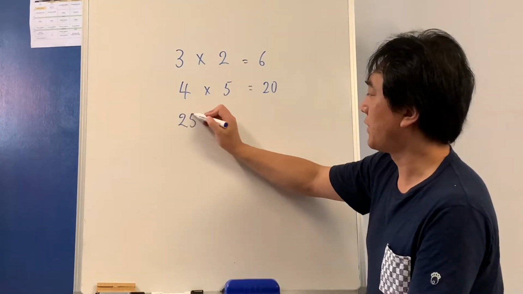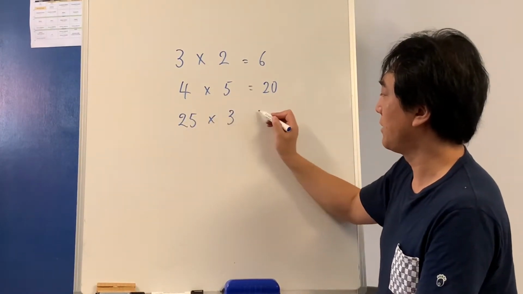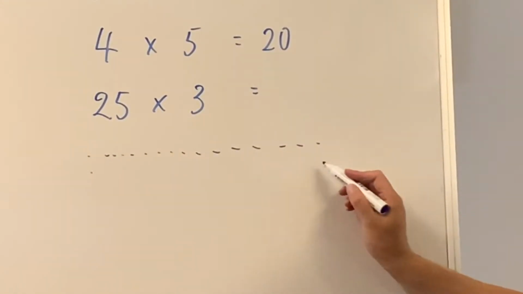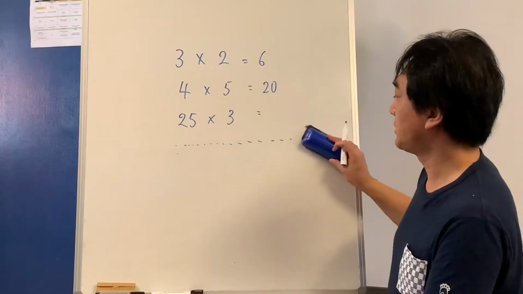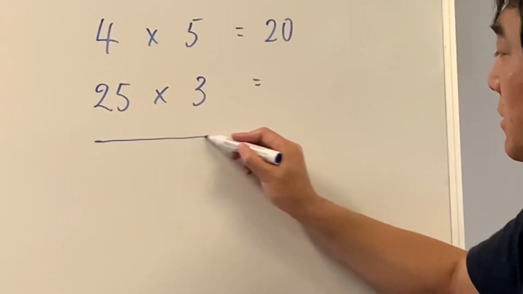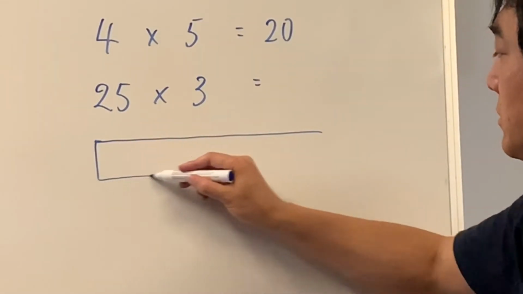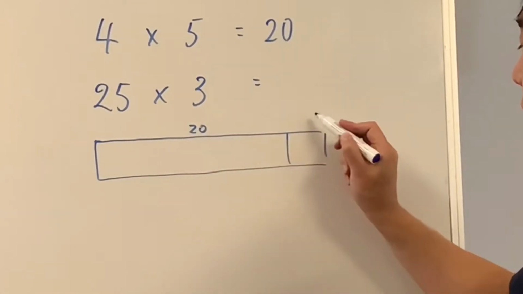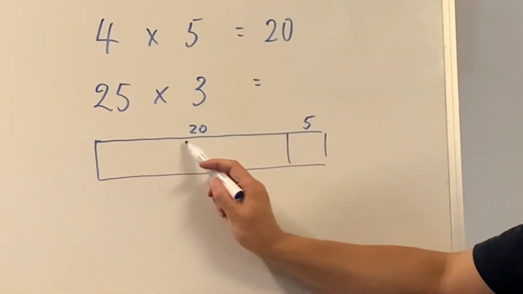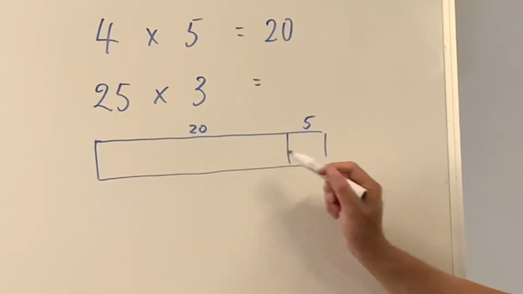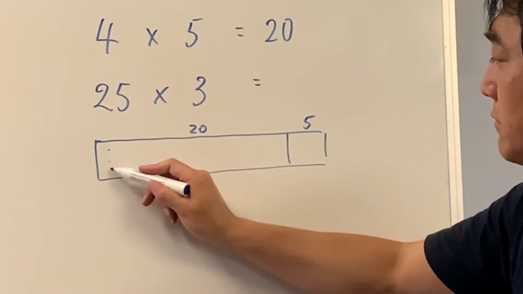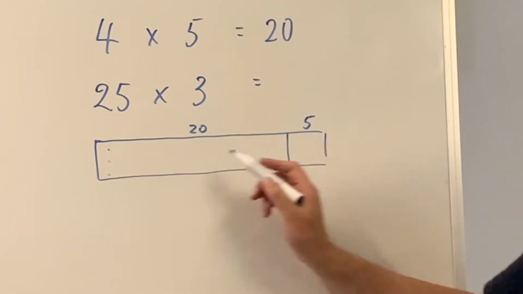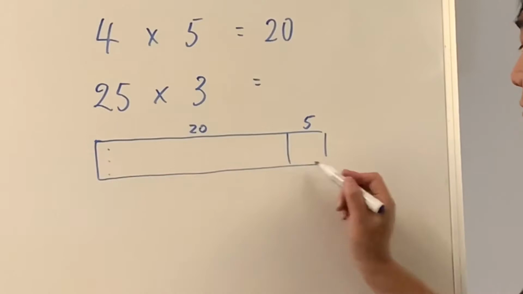If I have 25 times 3, I have 25 dots this way, and I have 3 rows. Now, instead of drawing dots, I'm going to put them in the box. So 20 and a 5. Imagine I have 20 dots there and 5 dots there. Then I have 3 dots down. I have 20 dots there and 5 dots there, but I have 3 rows of those.